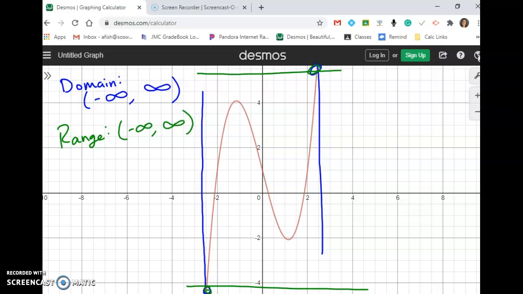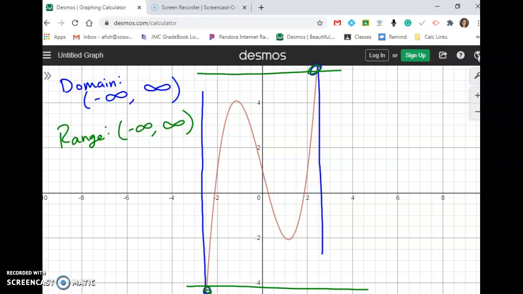We'll look at a couple more graphs when we're actually in person, so you might get a better idea of what we should be looking for there. So domain and range, domain left and right, range up and down. A function has to pass the vertical line test.